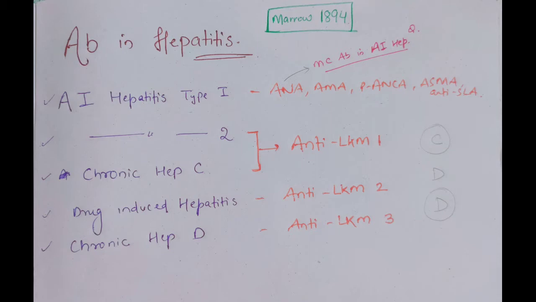Now, there are two types of autoimmune hepatitis, type 1 and type 2. Earlier, there was type 3, but now there is no such thing. Only type 1 and type 2 autoimmune hepatitis are present.